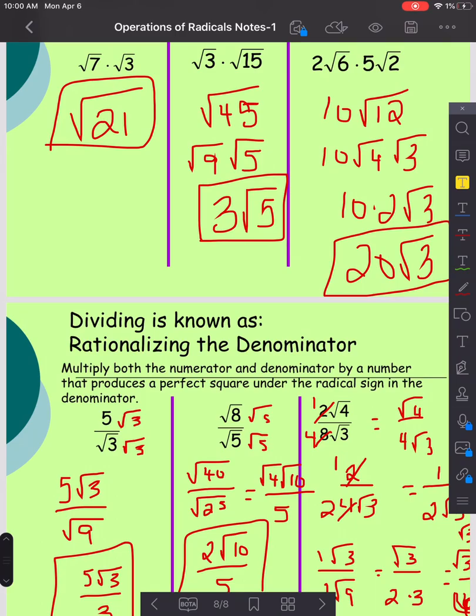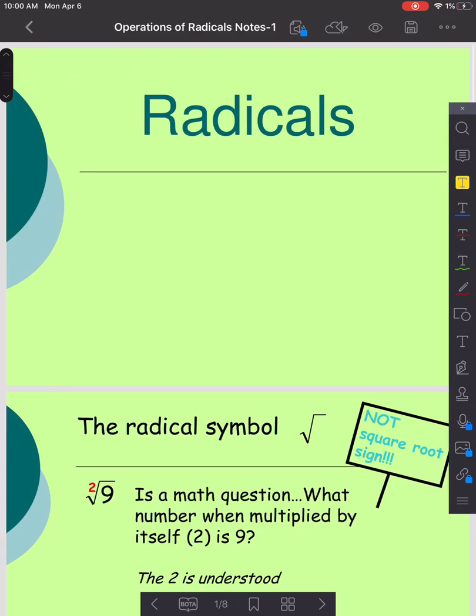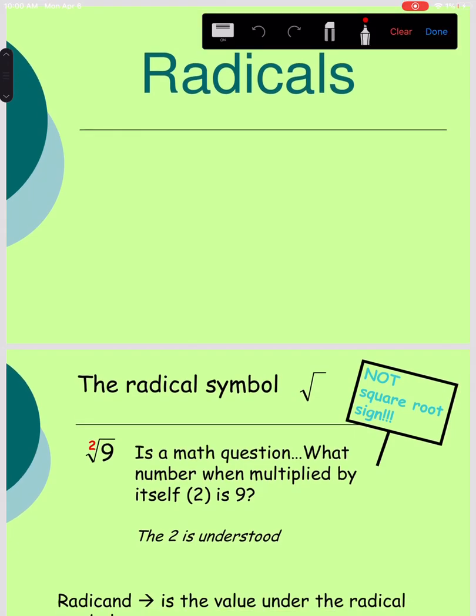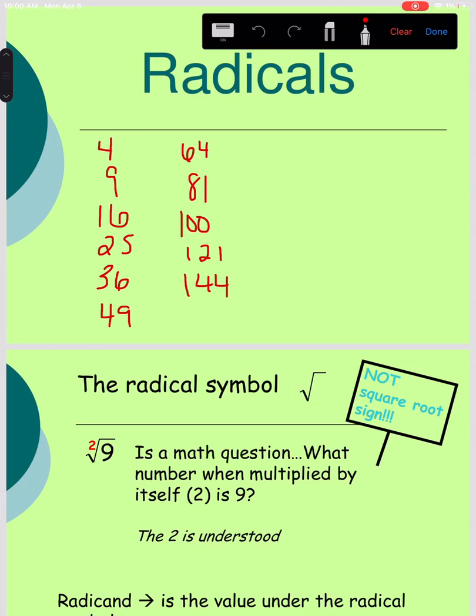Oh, wait, I'm going to go back. I'm going to list perfect squares here for you. So our perfect squares we've been working with, we start off with 2 times 2, so 4. 3 times 3, so 9. 4 times 4, so 16. 5 times 5 is 25. 6 times 6 is 36. 7 times 7 is 49. 8 times 8 is 64. 9 times 9, which is 81. 10 times 10, which is 100. 11 times 11, which is 121. 12 times 12, which is 144. 13 times 13, which is 169.